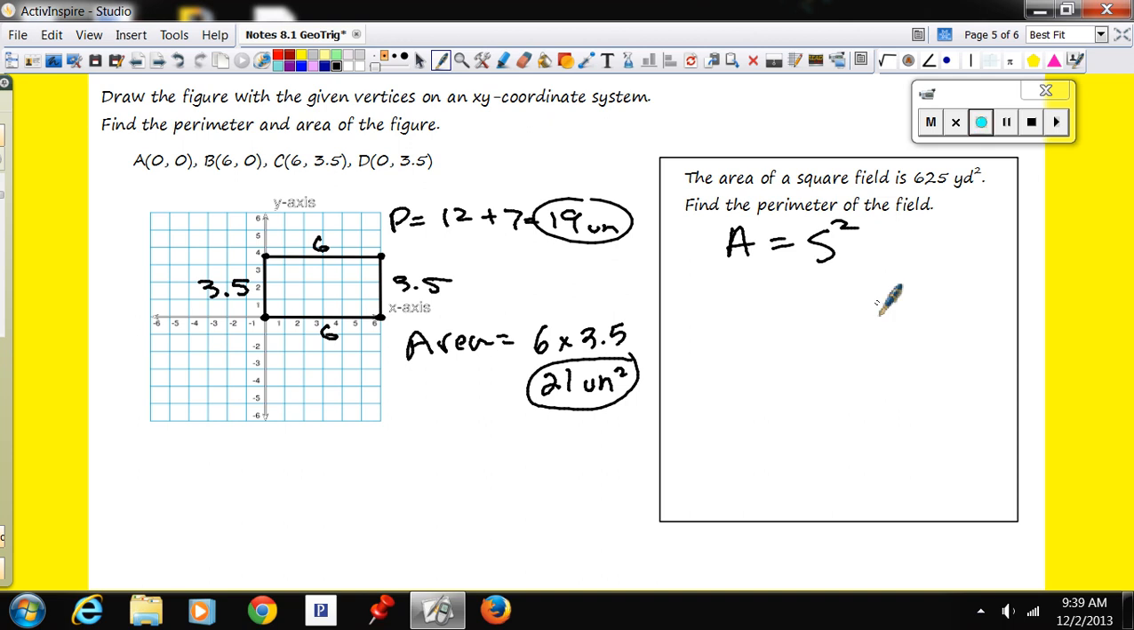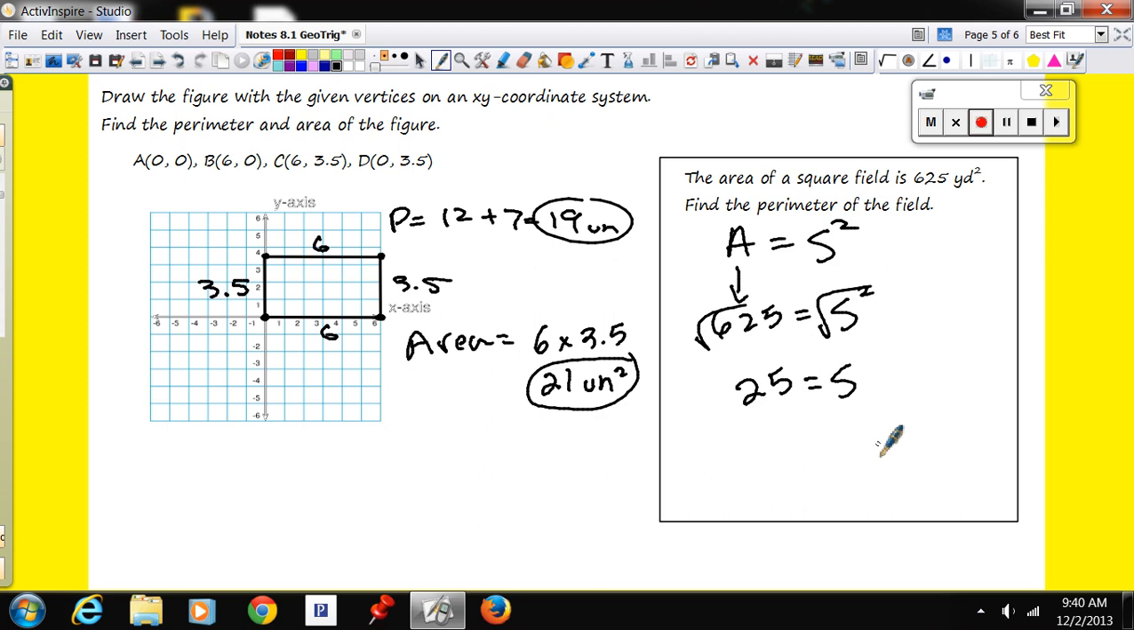Fill in what you know. What do we know? It says the area is 625, so that's going to go in the A part. 625 equals S squared. How do I get S? Just simply square root both sides. So your S is going to be the square root of 625, which is 25. Now, what does that tell me about my square? Square with all equal sides being what? They're all 25s, right?